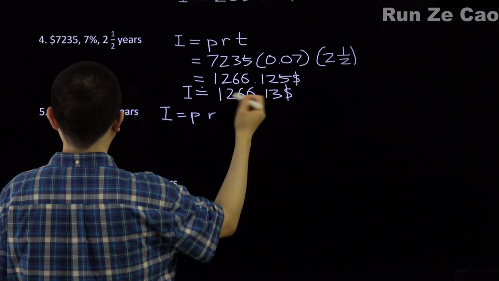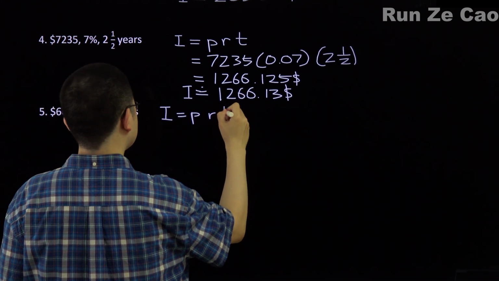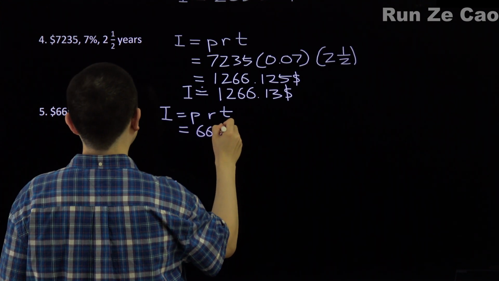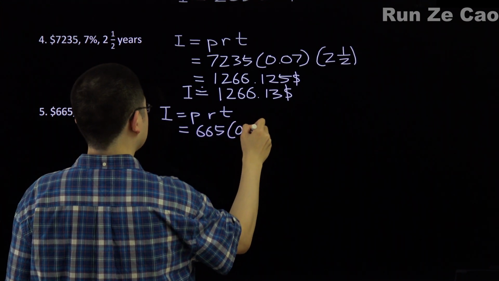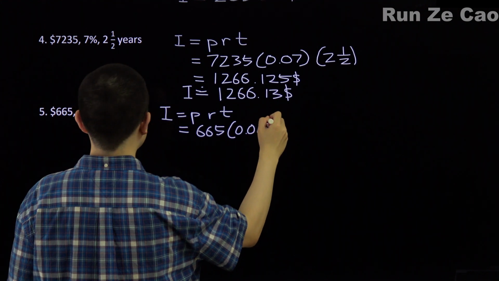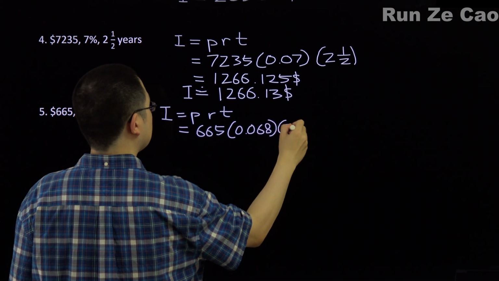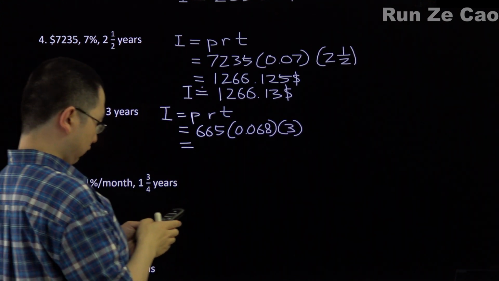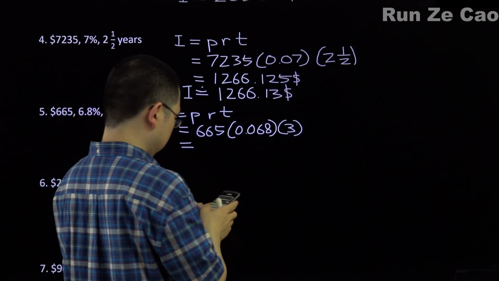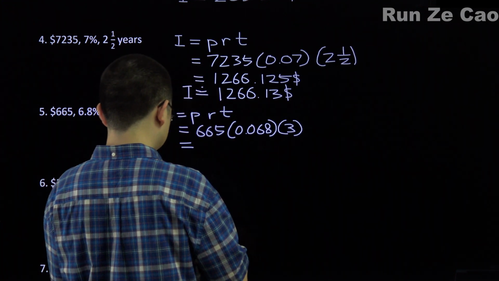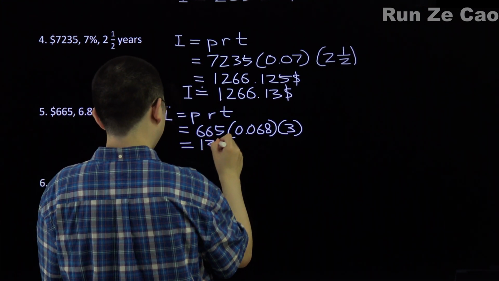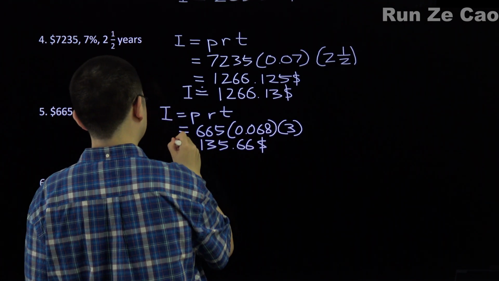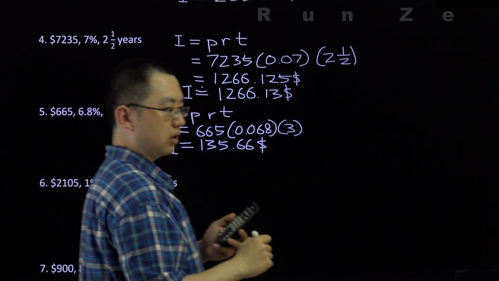Okay, now for $665, the principal, the amount we initially start with, at a rate of 6.8% per year for 3 years, that's 665 times 0.068 times 3 years. So 665 times 0.068 times 3, $135.66. That's the interest.